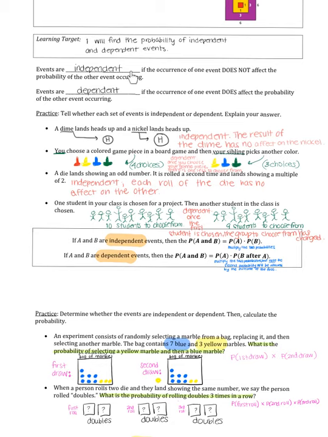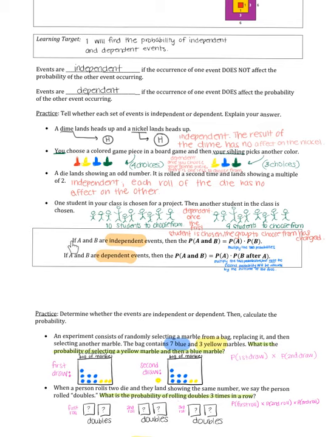Again, independent events means that each event is not affected by the other. Dependent events means that the occurrence of one event does affect the probability of the other one occurring.